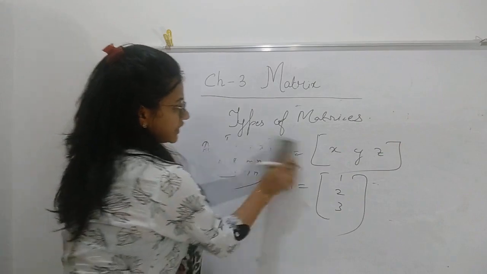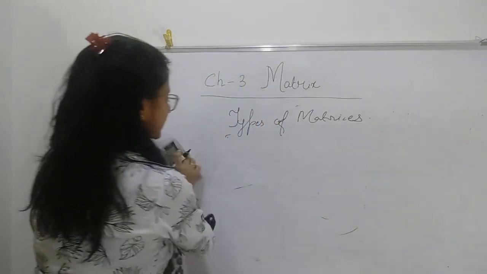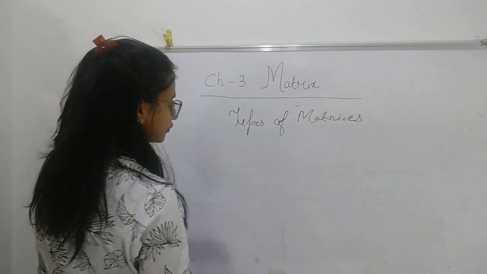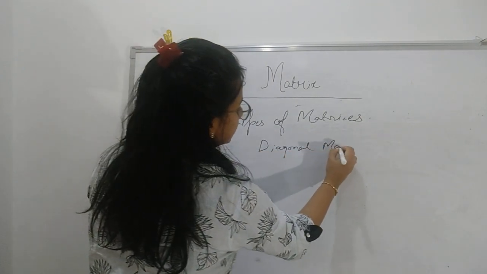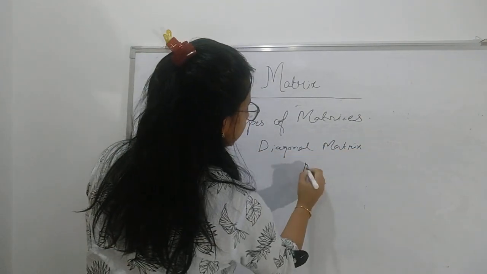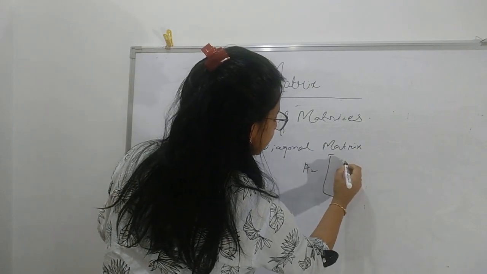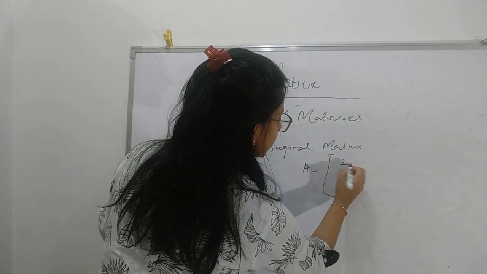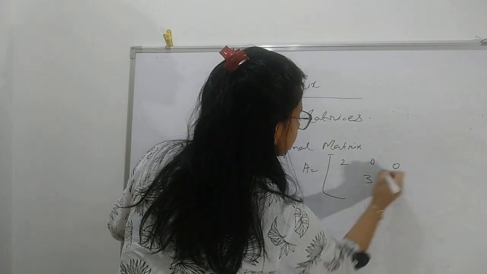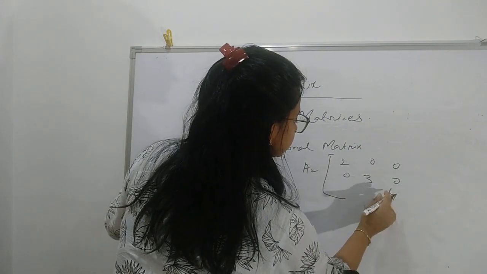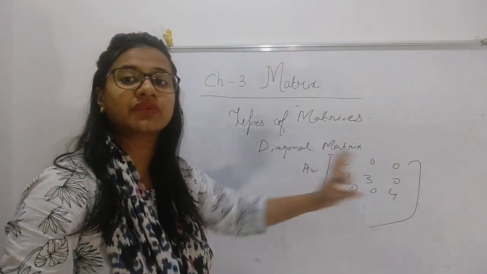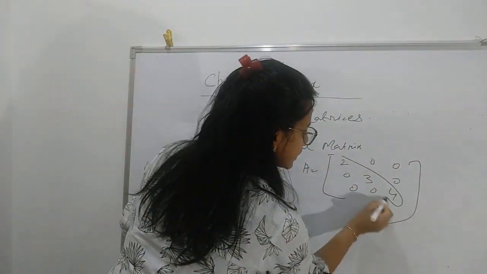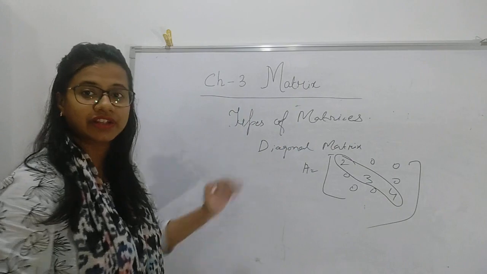What is diagonal matrix? Diagonal matrix means a matrix is said to be diagonal if only the diagonal elements are present. 2, 3, 4, 0, 0, 0, 0, 0, 0. So all the remaining non-diagonal elements will be 0. Only the diagonal elements will be present. So this is the diagonal matrix.